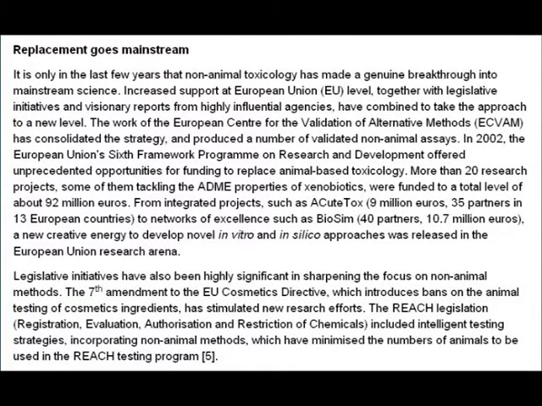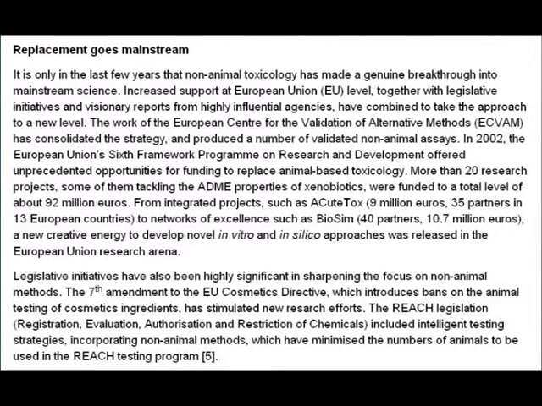Dr. Jill Langley's essay then goes on to say how things are changing. This slide is titled "Replacement Goes Mainstream." It reads, "It is only in the last few years that non-animal toxicology has made a genuine breakthrough into mainstream science. Increased support at European Union level, together with legislative initiatives and visionary reports from highly influential agencies, have combined to take the approach to a new level."